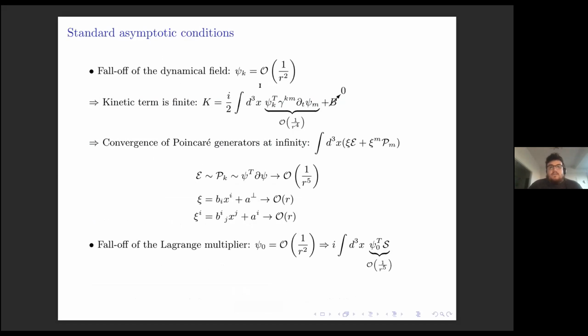So the fall-off for the standard boundary conditions, as shown, is this one, where psi at infinity goes like 1/r². For this kind of fall-off, the kinetic term is immediately finite, and we can set the boundary term equal to 0. And we can also show the convergence of the Poincaré generators at infinity. In the standard boundary conditions, the Lagrange multiplier is chosen in such a way that the constraint term in the Hamiltonian action is also finite.